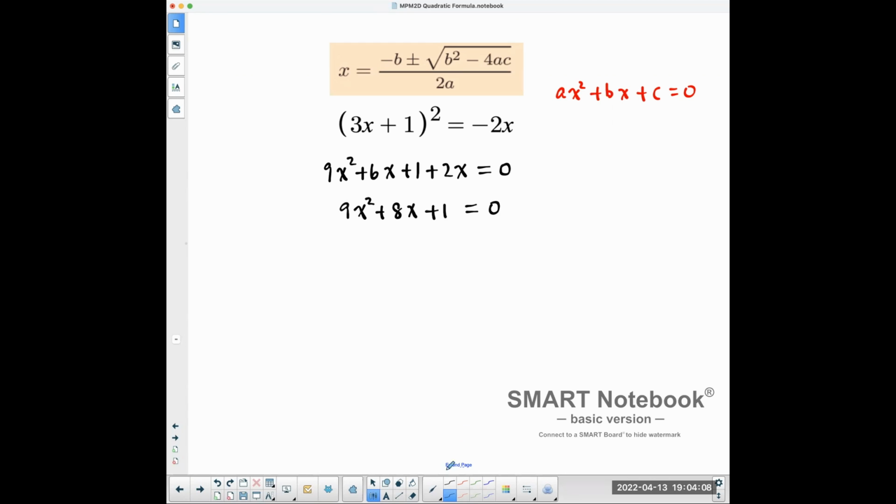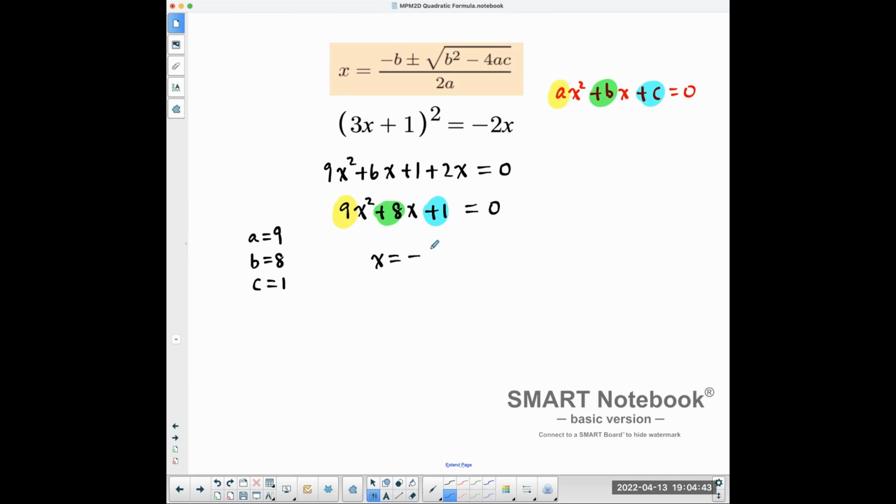Now, this is in the perfect format. The a value is the number in front of x squared. So that's going to be a 9. The b value is the number in front of x with the sign. So it's going to be a positive 8. The c value, again, is a number all by itself, including the sign. So here, that's going to be a positive 1. So a is equal to 9, b is equal to 8, and c is equal to 1. Now we can sub into the quadratic formula.